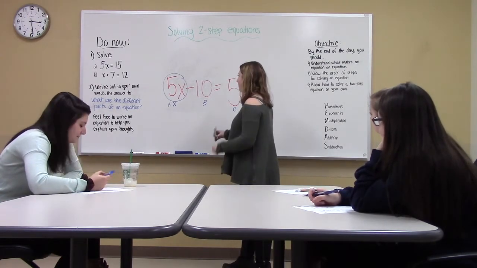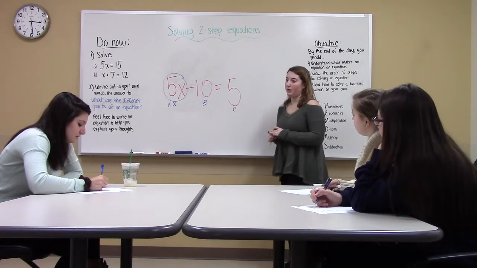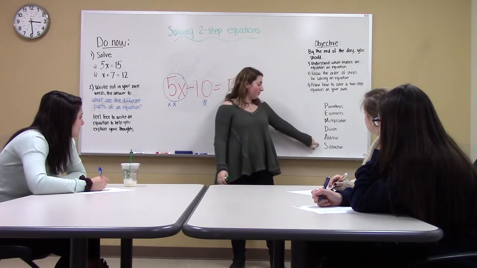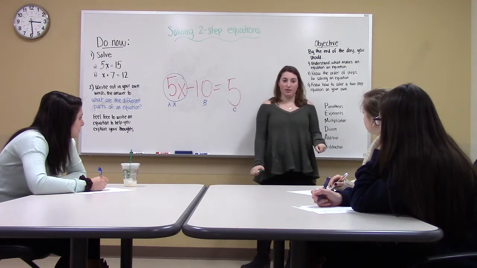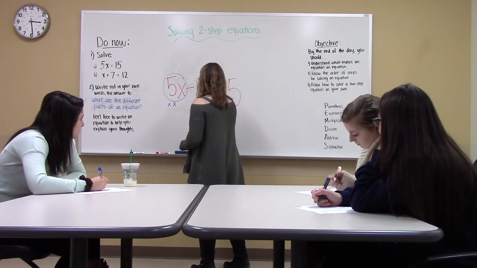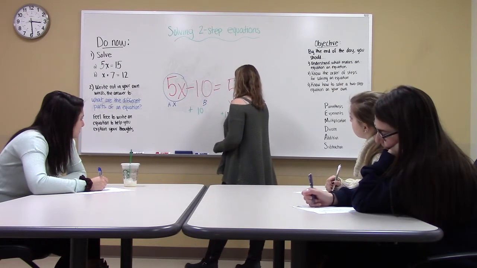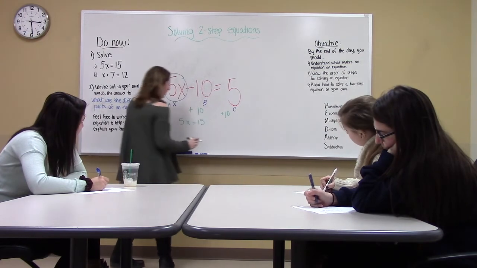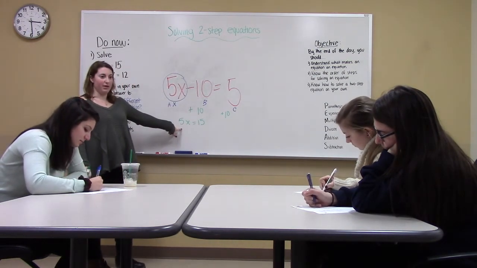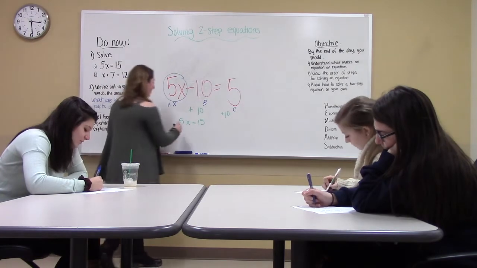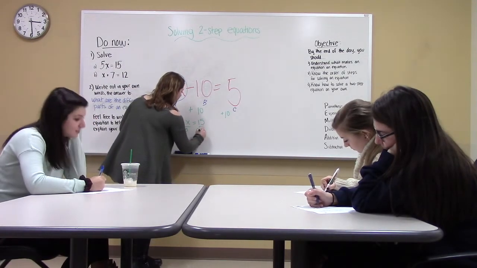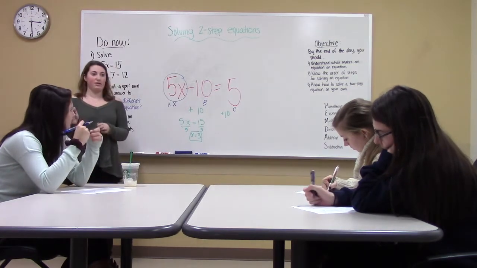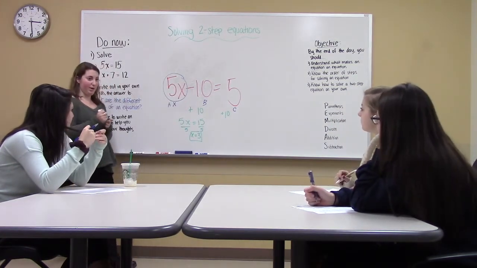Okay, so let's do this together. What would be the first thing that we're going to do? If we have subtraction here and we look at PEMDAS, what are you going to do next? Addition, right. So we're going to add 10 to both sides. So then we have 5x equals 15. And then this is multiplication, so what are we going to do after that? Divide. Divide, right. So we're going to divide by 5. So then we get x equals 3 is our answer. Okay? Does everyone feel confident that they could do that by themselves?